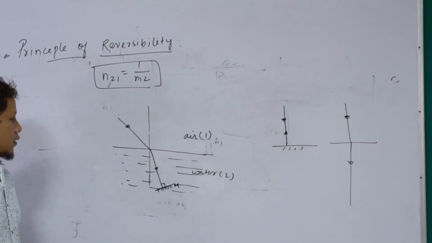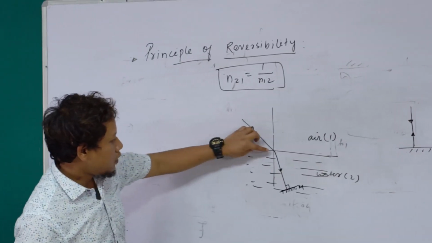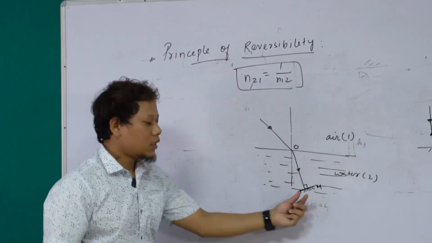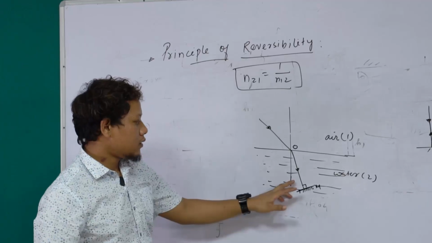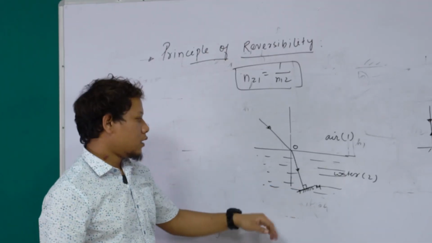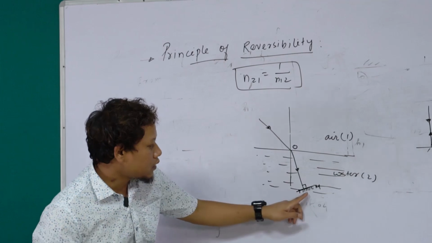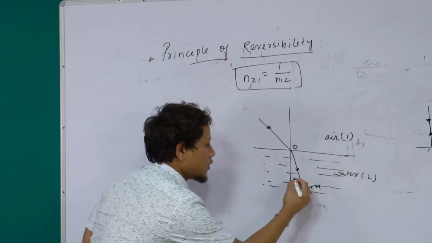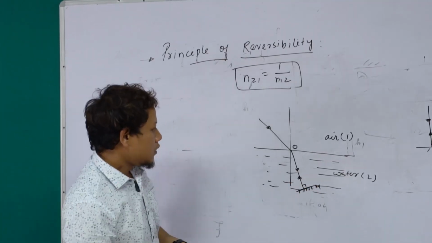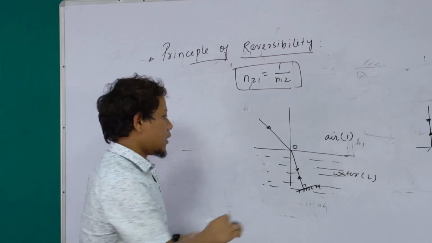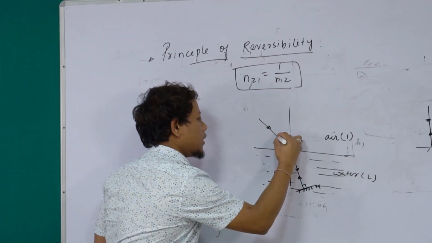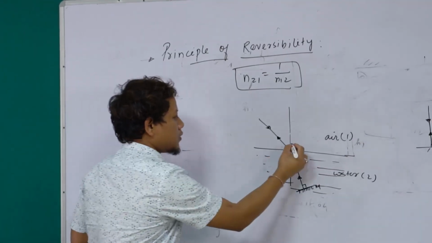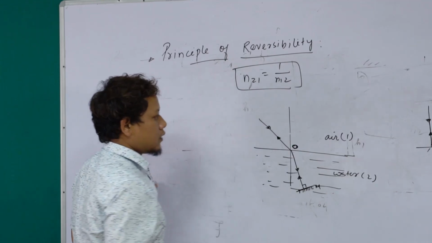Okay, now. So again, at this particular point, refraction takes place, but here, because this is a plane mirror, the reflection will take place. So since this ray is striking the mirror perpendicularly, after reflection, it will retrace the same path. And here, again, it will suffer refraction, and after refraction, it will travel back along the same path. Okay, so this is the principle of reversibility.